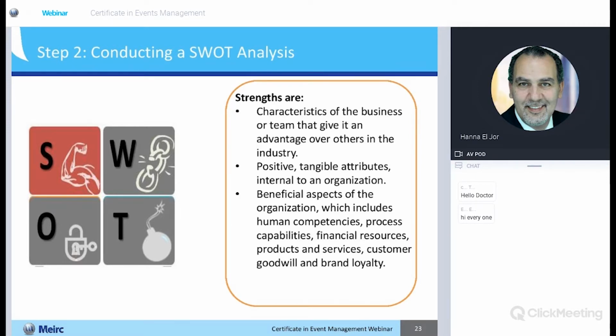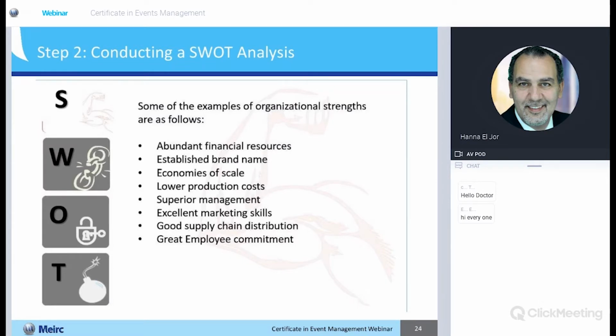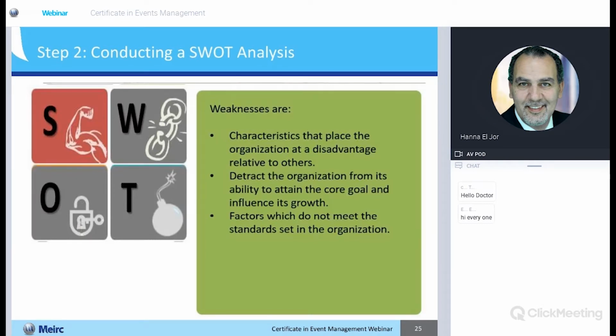So these are characteristics of our business, of our team, of our government, of our organization that will be an advantage for our plan. Okay, examples: financial resources, the brand name, good brand name, good supply chain distribution, employee commitment and involvement, and so on and so forth.